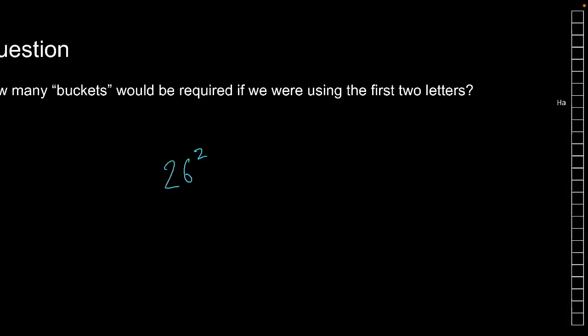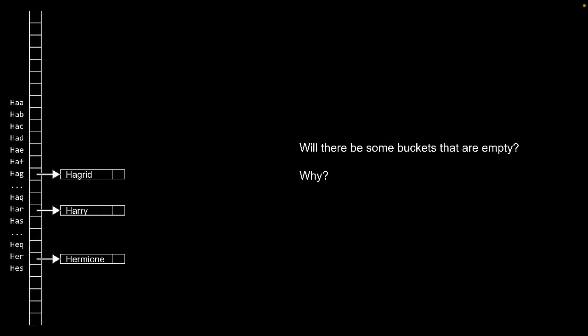So while this is making the linked list smaller, to get it really small, we'd have to use the first 3 letters. So that would be like this. And finally, when we use the first 3 letters, we have Harry, Hagrid, and Hermione all having their own bucket. And the question that I wanted to pose is, is it a good idea just to make our array bigger?